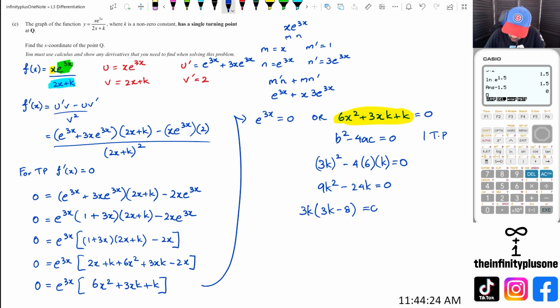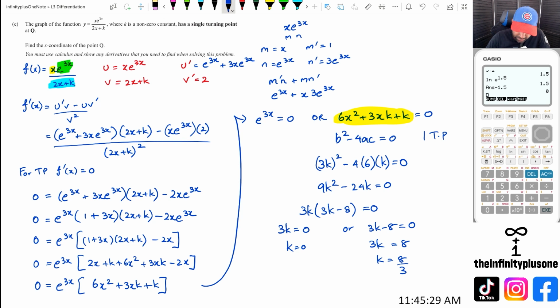Now with this in mind, we've got 3k is equal to 0, so k is equal to 0. Or we've got 3k minus 8 is equal to 0, so 3k is equal to 8, and k is equal to 8 over 3. Now, we've basically got two situations here. We've got k is equal to 0, or k is equal to 8 over 3. And what we need to do is substitute both of them into this yellow highlighted equation to see which one is going to give us a single turning point.